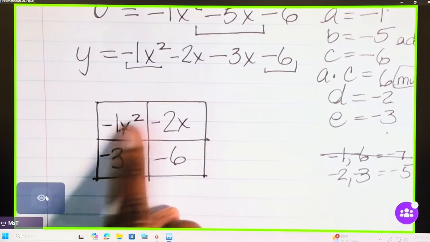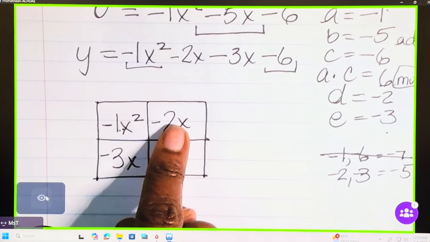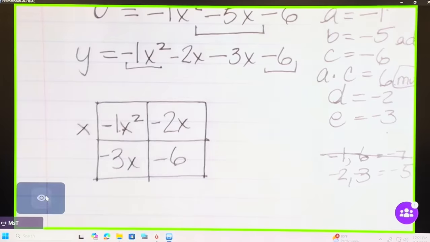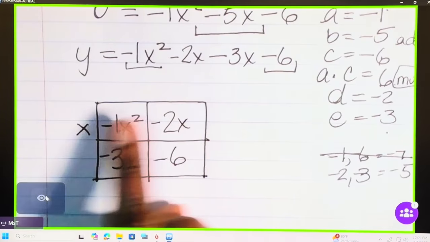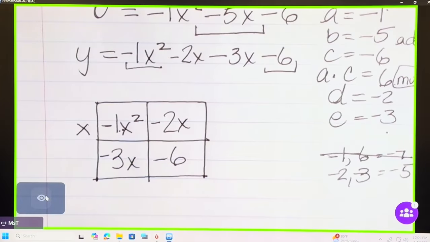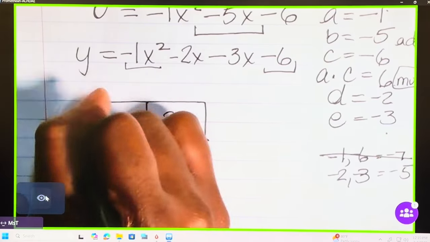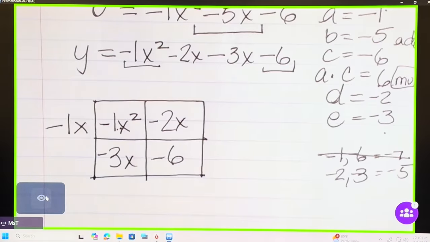When I look at this, do these two have something in common? Yes. What they got in common? They both got an X, right? So I'm going to pull an X out because I know they both got an X. Do they have anything else in common? Anything. They both got what? Negative. But we know a negative don't mean nothing by itself. It's a negative what? -1. So guess what I'm going to pull out of here? -1. So that make sense?